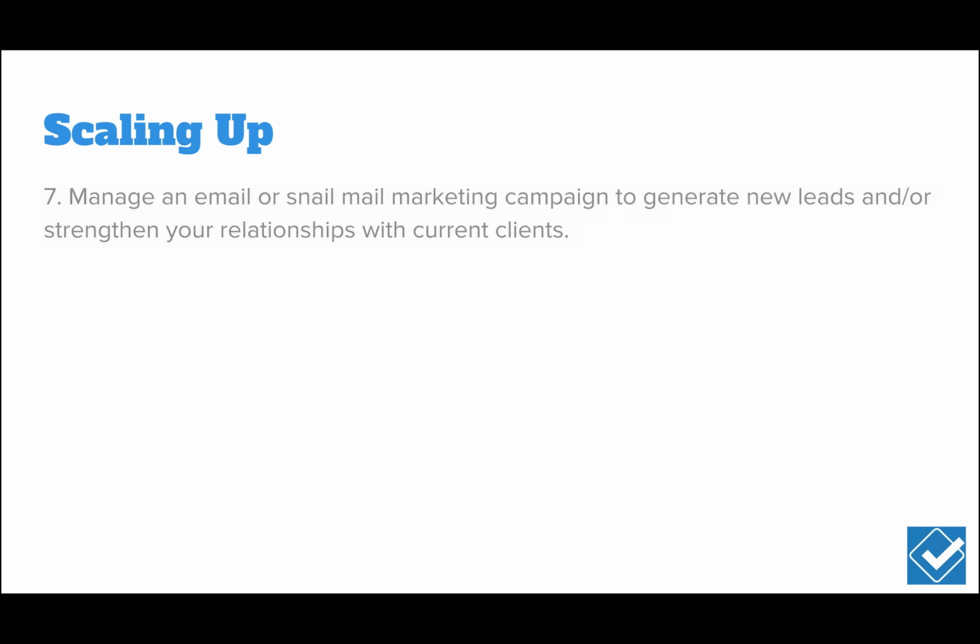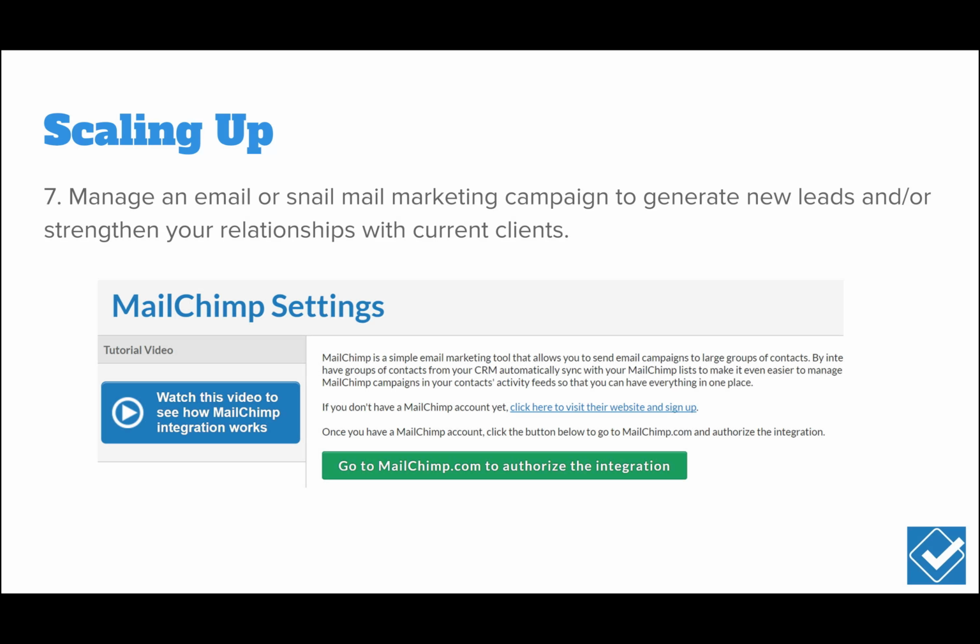Another important thing, of course, as you continue to scale your agency, is to have a good way to generate and nurture new leads. One effective way to do this is with an email or a snail mail marketing campaign. Staying in touch with your clients and prospects is a good way to stay front of mind with them. Less Annoying CRM integrates with a great email marketing program called MailChimp, which lets you send out targeted emails to groups of contacts in Less Annoying CRM.